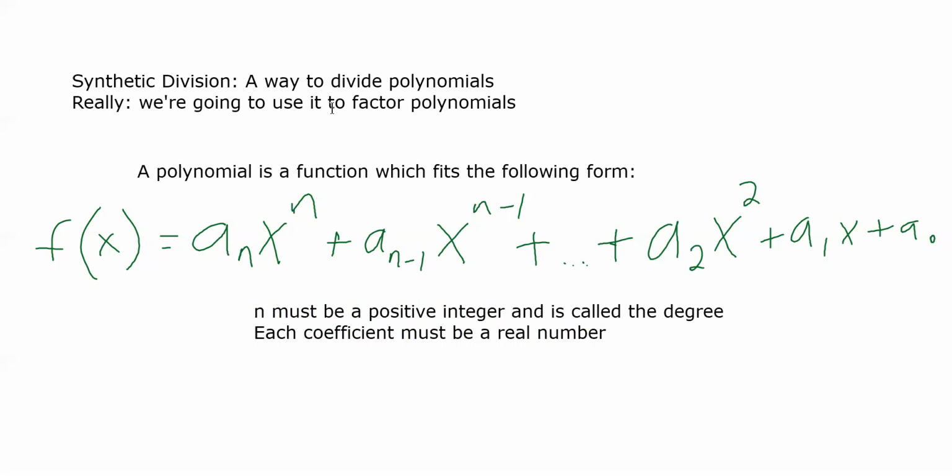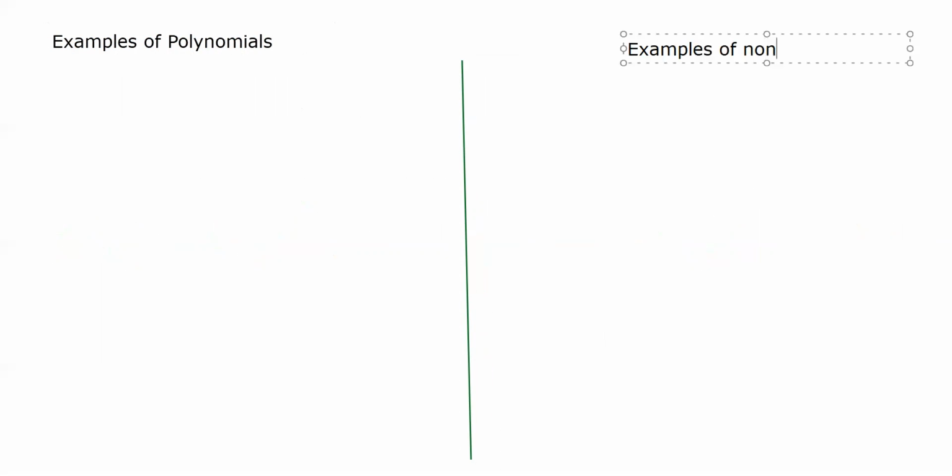So of course, let's look at a couple of examples of things that are polynomials and what their degree is, and also things that are not polynomials. And this is just kind of a preamble to section 3.3 that we'll be starting today. Examples of polynomials. Over here will be examples of non-polynomials.